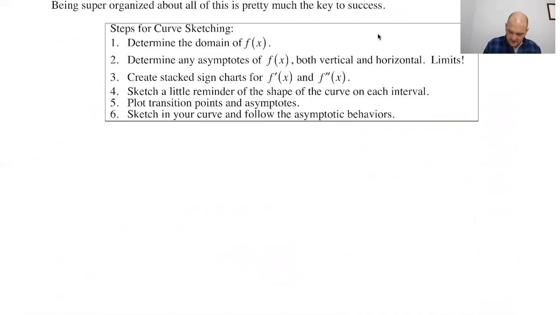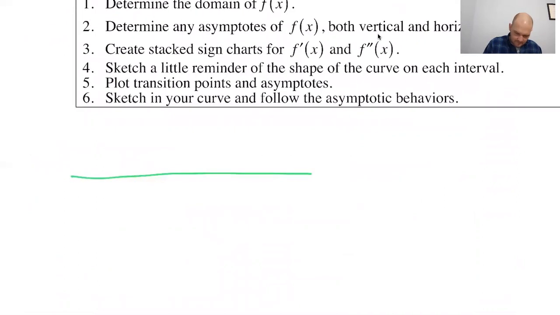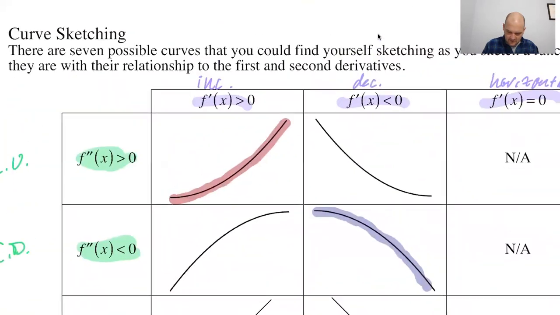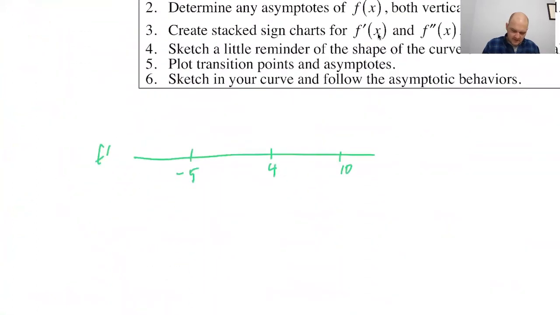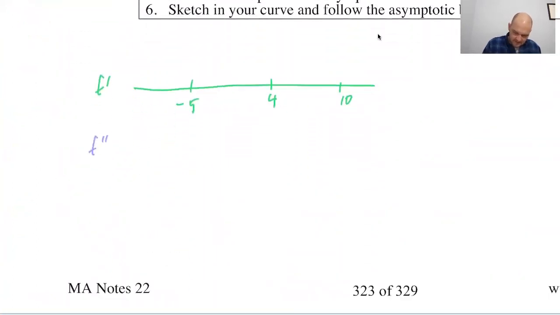So here's f prime. And then let's put some zeros on it. Let's say we have a 0 at -5, a 0 at 4, and a 0 at 10, right? The scale doesn't really matter when you do this, as long as things are in the same relative place. And then here I switched up colors for f double prime.